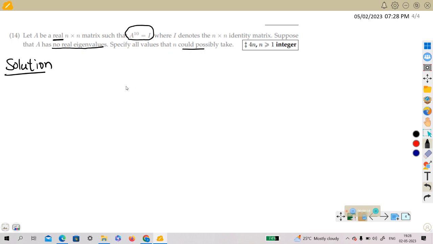First of all, we are given that A to the power 10 is equal to I. This means the polynomial p(x) equals x to the power 10 minus 1 is an annihilating polynomial for A. All the polynomials which are satisfied by the matrix are called annihilating polynomials.